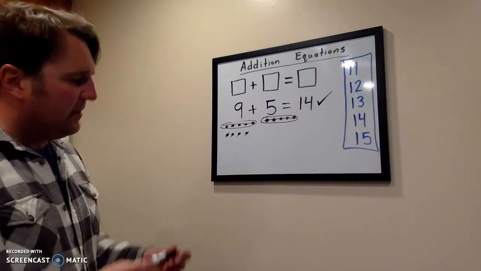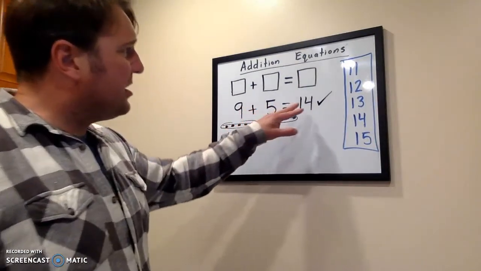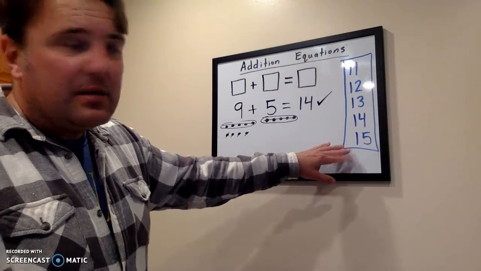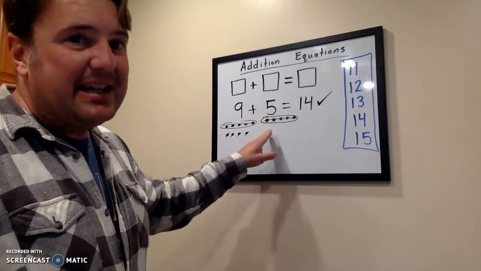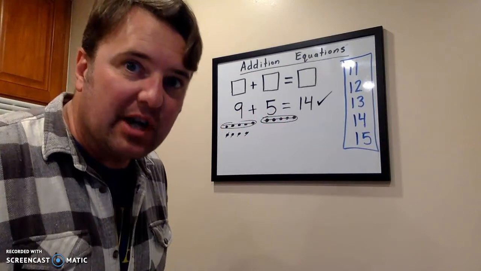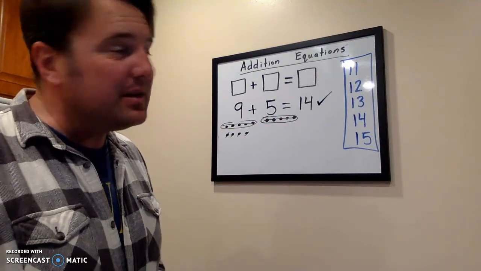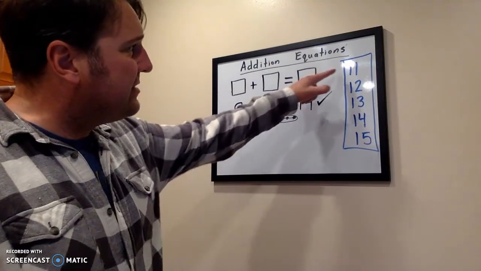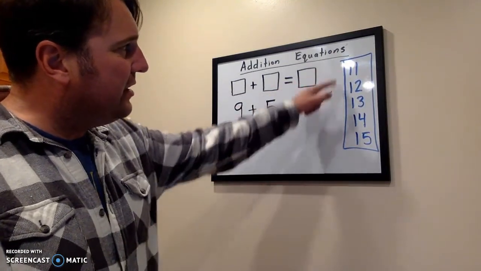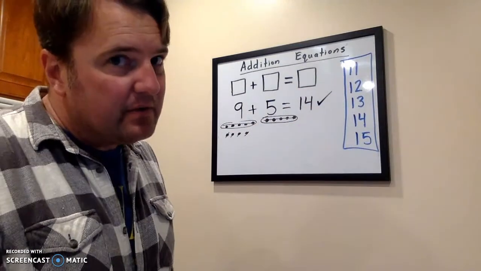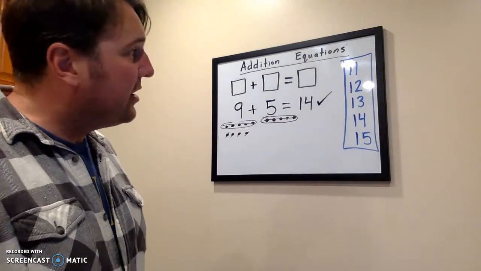14. Now if your answer comes out to a number that's not 11, 12, 13, 14, or 15, but you did the math correctly and it checks, good job. I do just want you to play with teen numbers. That's the big goal. But see if you can land on one of these numbers, 11, 12, 13, 14, or 15.